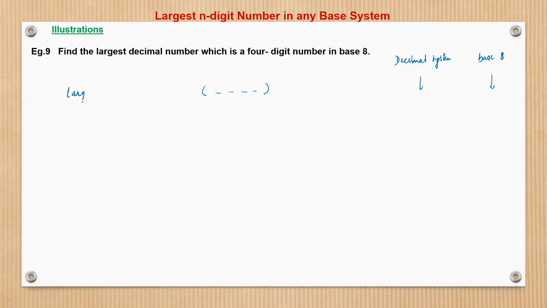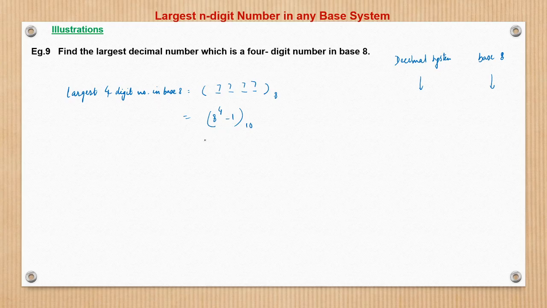So the largest 4-digit number in base 8 is what? 7777. So this can be converted to base 10 by 8 raised to power 4 minus 1 in base 10. So this is the answer, 8 raised to power 4 minus 1.